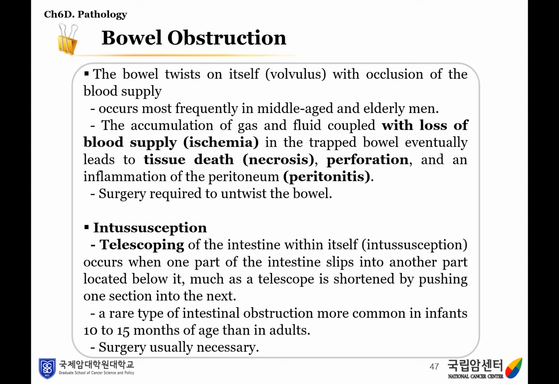Intussusception is telescoping of the intestine within itself. This occurs when one part of the intestine slips into another part located below it, much as a telescope is shortened by pushing one section into the next. This is a rare type of intestinal obstruction, and it is more common in infants, 10 to 15 months of age, than in adults. Usually, surgery is necessary.